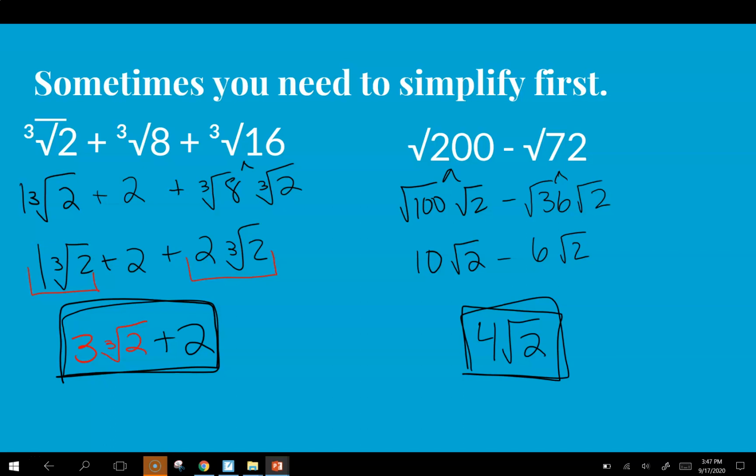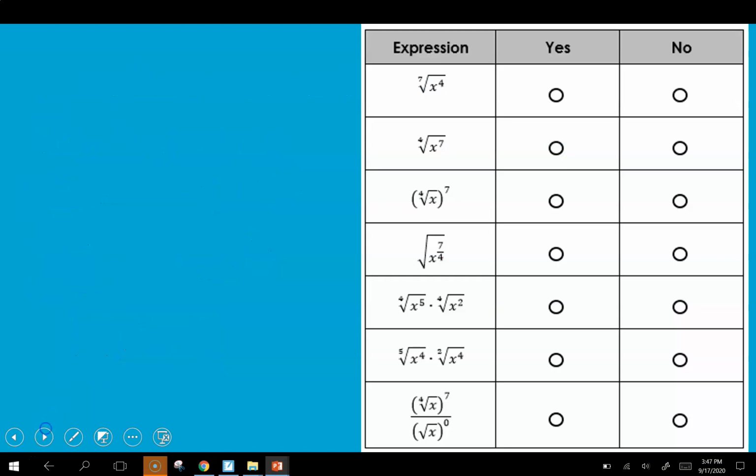This next slide is part of your homework. Okay, I believe this is number 3 on your homework. So it wants you to check all of the expressions that are going to simplify to be x to the 7 over 4. So this is what we're trying to get each time. If they simplify to that, then I'm going to check yes. And if they don't, we're going to check no.